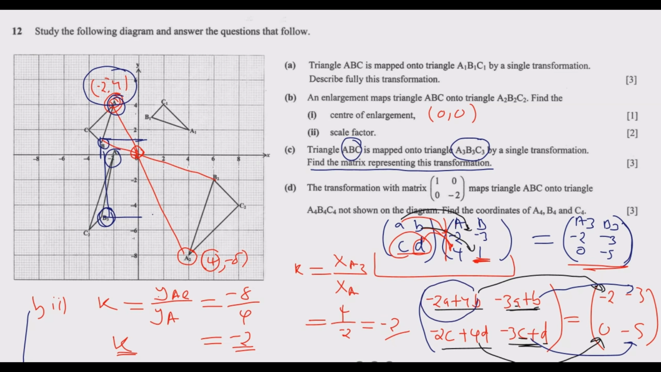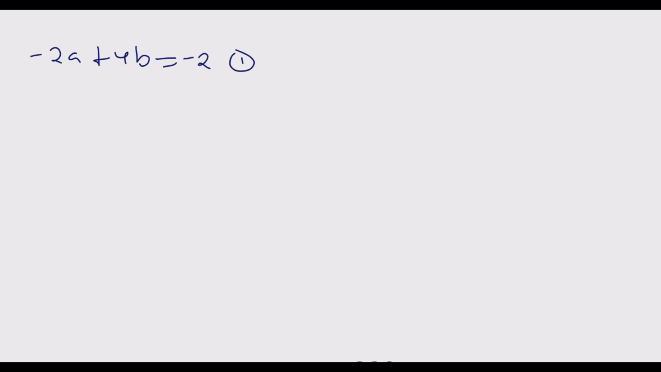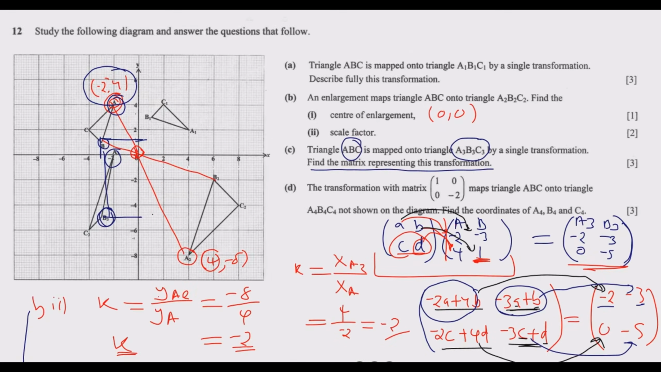So you know that this one is equal to that. That's the first one. So we have -2A plus 4B equals -2. This is equation 1. Then the second one, it will be basically what is on top, then this one is equal to that. So it will be basically -3A plus B equals -3. So this is equation 2. That's the first pair.